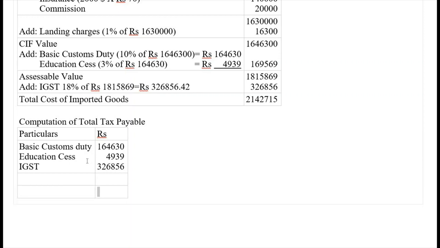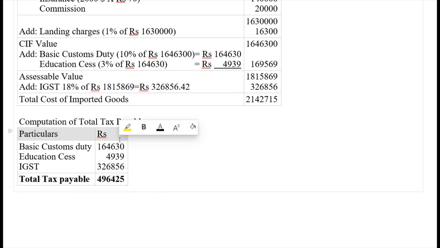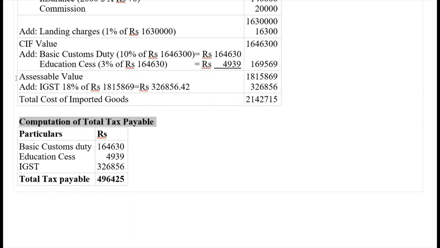So the total tax payable will be rupees 4,96,425. This is how we need to calculate here. Let me make this board here. So why is the BCD payable? Because it is imported here, so that's why the BCD is payable.